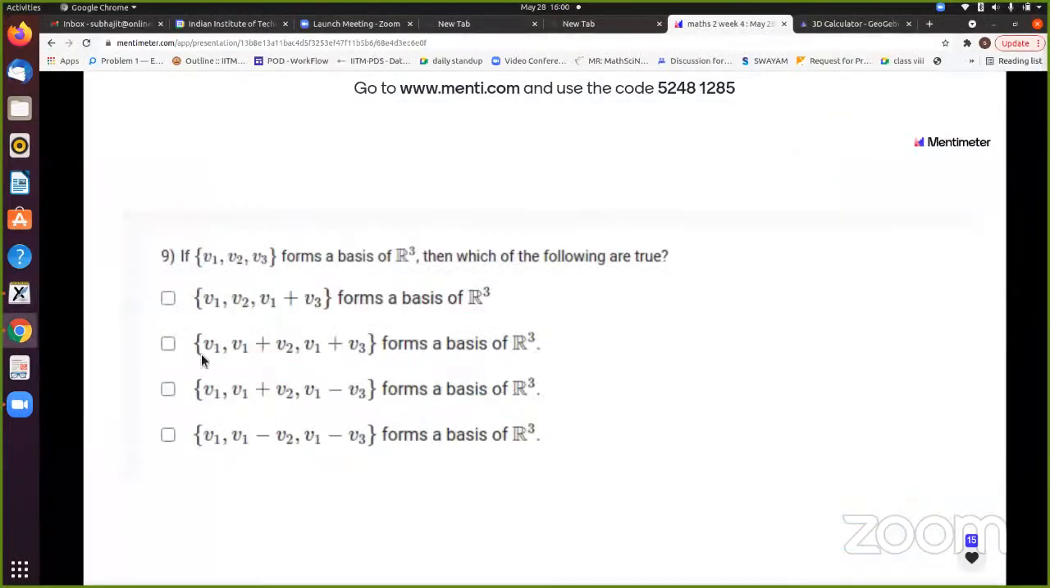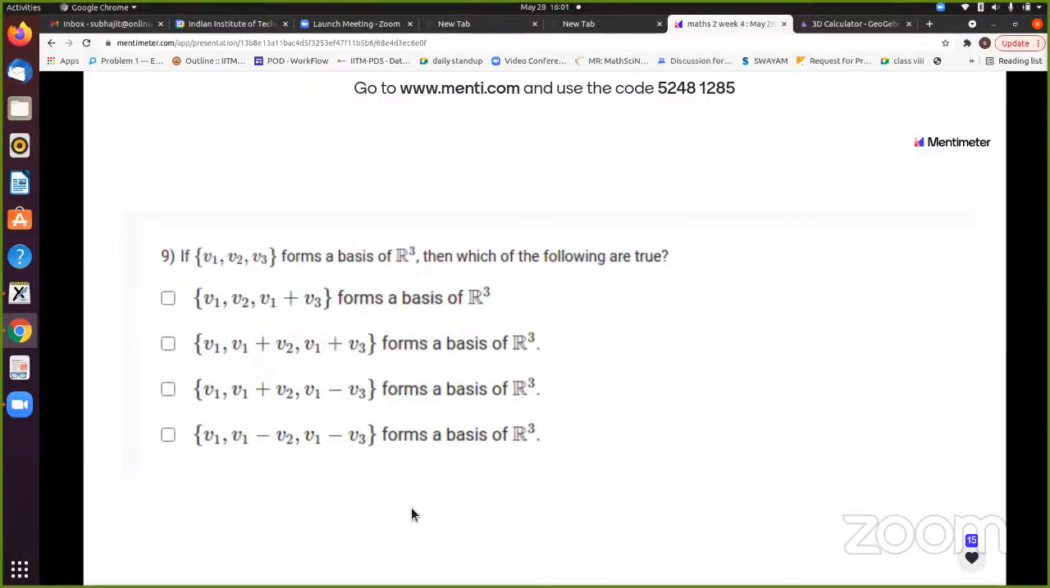Similarly for the third and fourth one, you can check in the same way. Clear? So all of them form a basis. Probably all will form a basis.